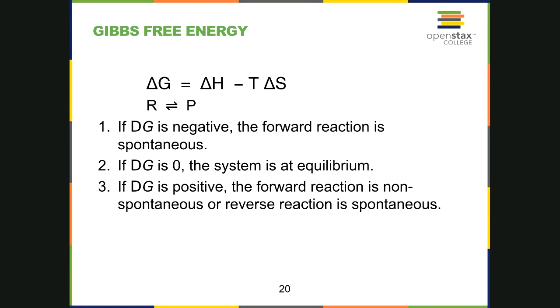So Gibbs free energy, delta G, is the product of the enthalpy and the entropy. So there's the enthalpy, there's the entropy, and then we have the temperature in there, and remember that it's got to be in Kelvin. So you can calculate the Gibbs free energy by taking the enthalpy if you know what it is, taking the entropy if you know what it is, and then using the temperature.